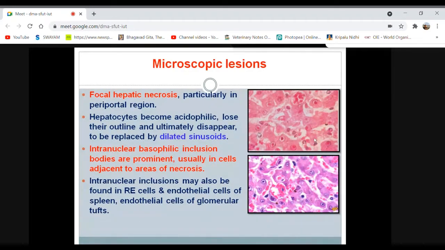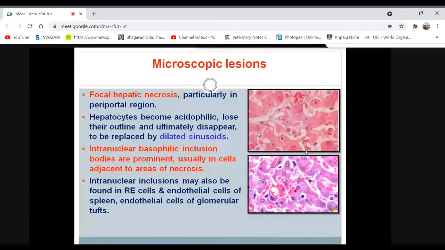And those hepatic cells just around or nearby the necrosis used to be there. Okay. So those hepatic cells mostly used to show the intranuclear inclusion bodies. So this is very common. And there may be dilatation of the sinusoidal spaces in between these hepatic cells.